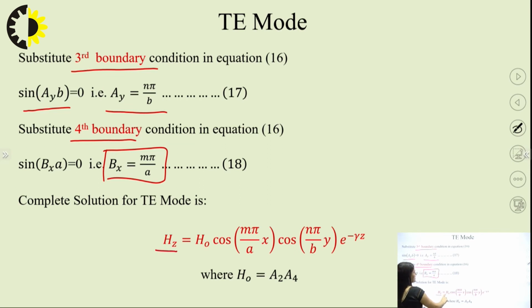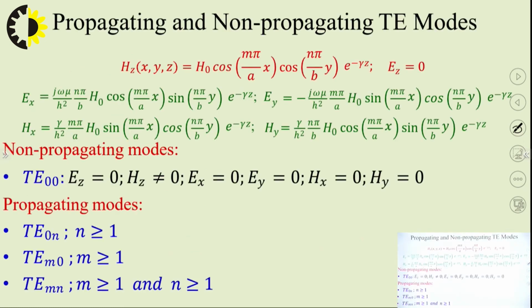Hz is equal to A2 A4, which is written as H naught, cos of m pi x by a, cos of n pi y by b, e to the power minus gamma z. So these are the propagating and non-propagating modes of TE mode. This is the final solution: H naught cos of m pi x by a, cos of n pi y by b, e to the power minus gamma z.